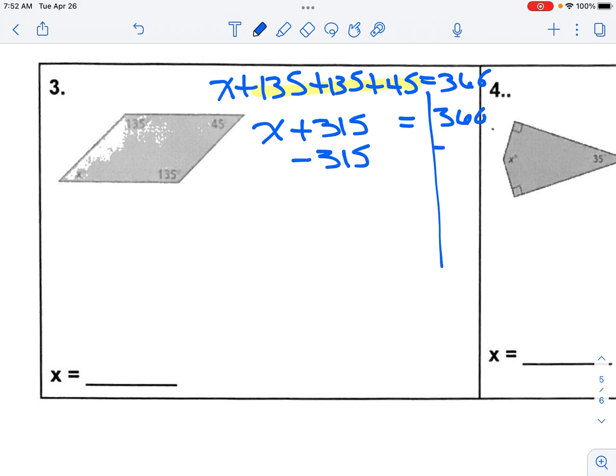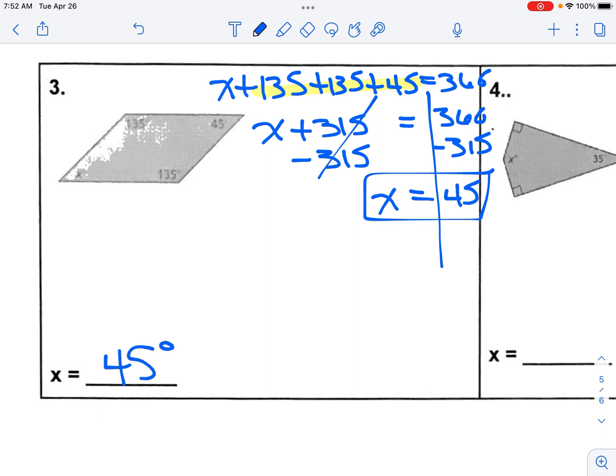Subtract 315 from the left, subtract 315 from the right. Those are going to cancel. X equals 45. 45 degrees.